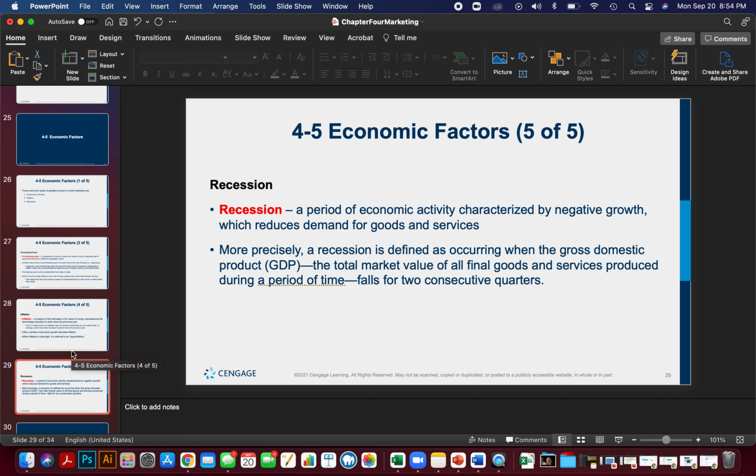Recession is a period of economic activity characterized by negative growth, which reduces the demand for services and goods. You may remember we were in a recession back in 2008 caused by the housing market collapse and the automobile manufacturer collapse.